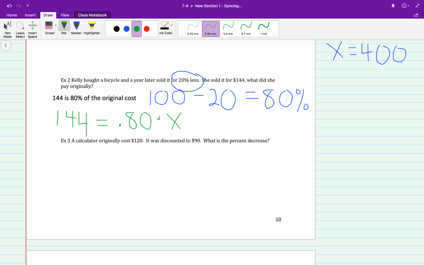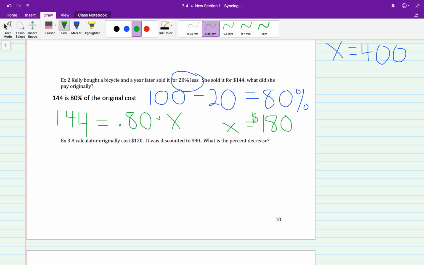I'm going to divide both sides by 0.80, or the 80%, to solve for x. And when I do that, I get 180. So the answer to this is $180. So there's my answer. All right. On to the next one.